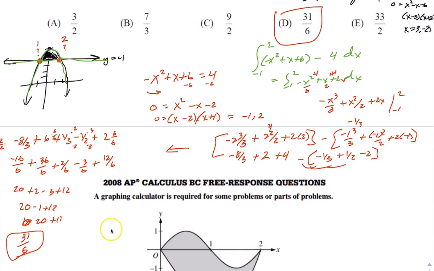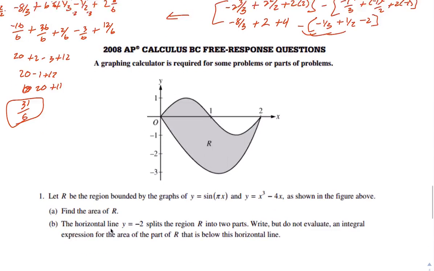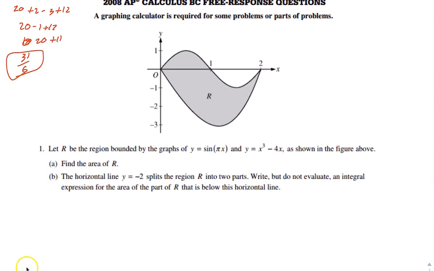Okay, one more problem. Let's do a free response AP question right now. Let me clear the board. So graphing calculators are required for some parts for us. We do get you the calculator for this one. So let's see what's going on. Let R be the region bounded by the graphs of y equals sine pi x and y equals x cubed minus 4x, as shown in the figure above. Find the area of R.